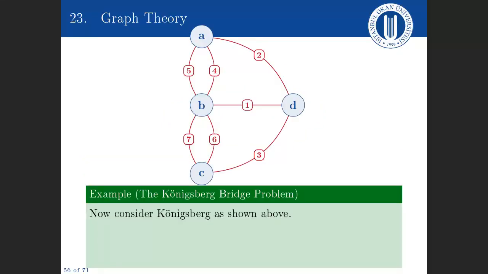Now let's go to Königsberg. Now that you know this, can you answer this problem which stumped people for many, many years? Count the degrees of the vertices. How many of them have odd degree?